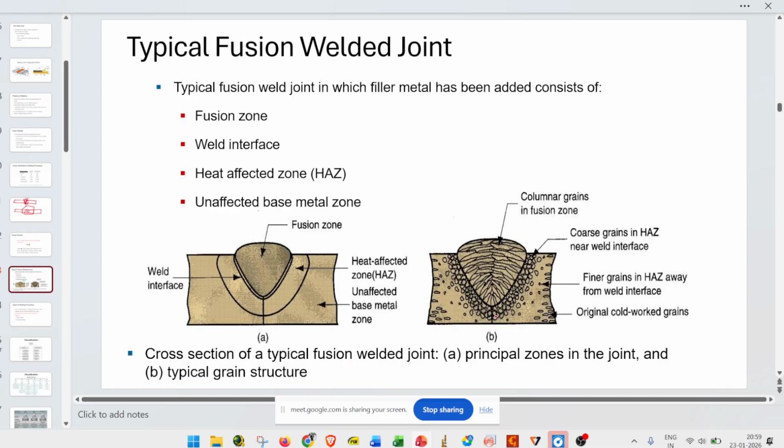So metallurgically, we can divide it into three or four zones. One is the fusion zone, which is nothing but the weld bead. Then the weld interface and the heat affected zone. The weld interface is the line between the heat affected zone and the weld bead, and then the unaffected base material zone.